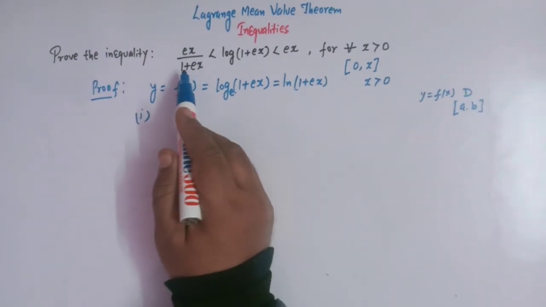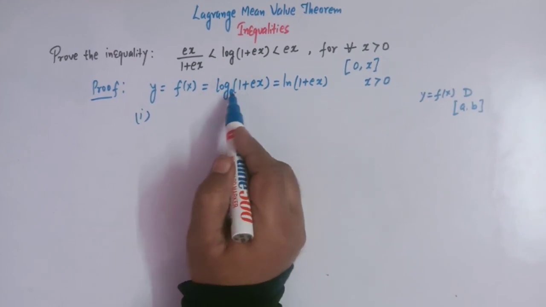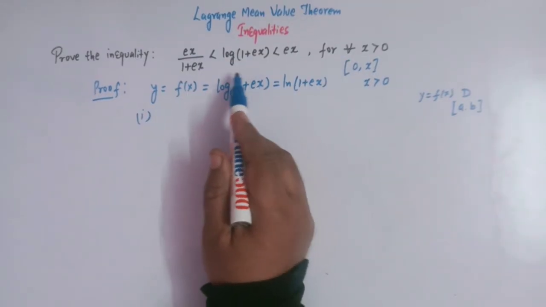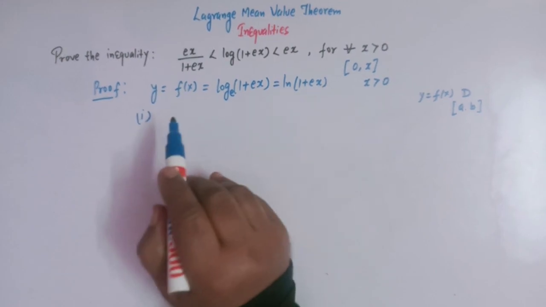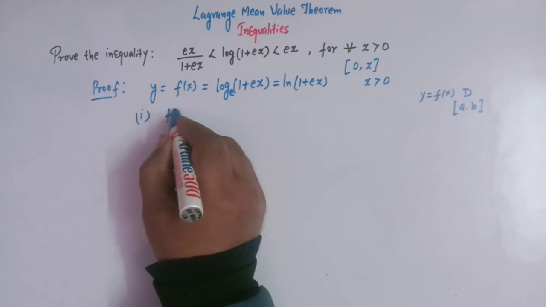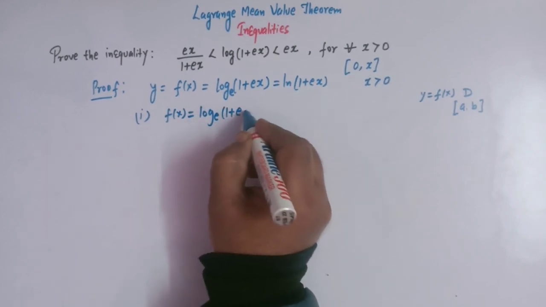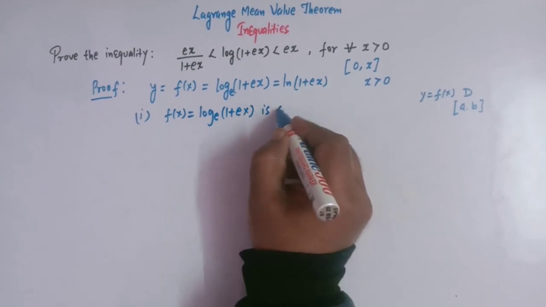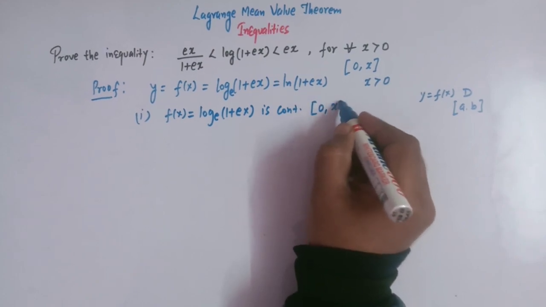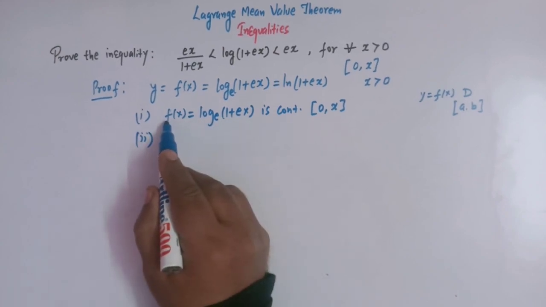So here we see that log of 1 plus ex is continuous for all x greater than 0, right? Because we know that the logarithm function is continuous in its domain, right? So here this function f of x, which is the log of 1 plus ex, is continuous in the interval 0 to x, right? And let us find out the derivative of f of x.